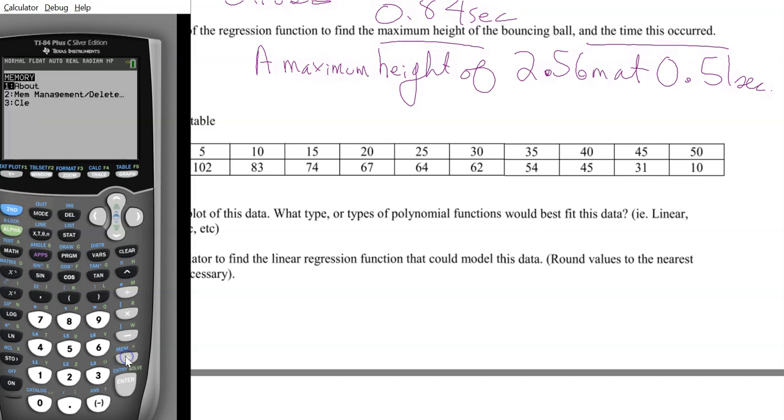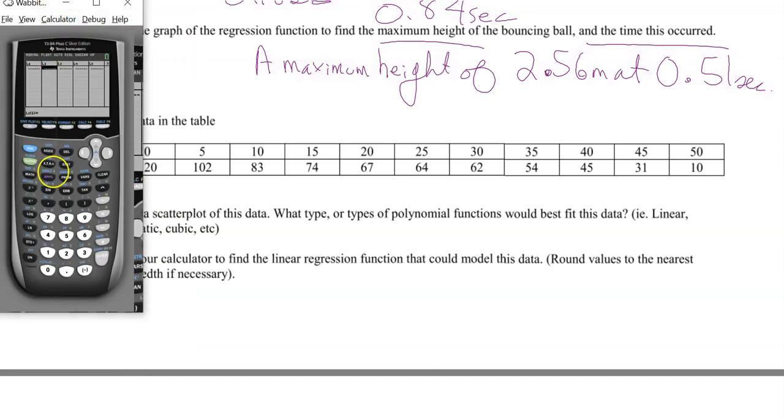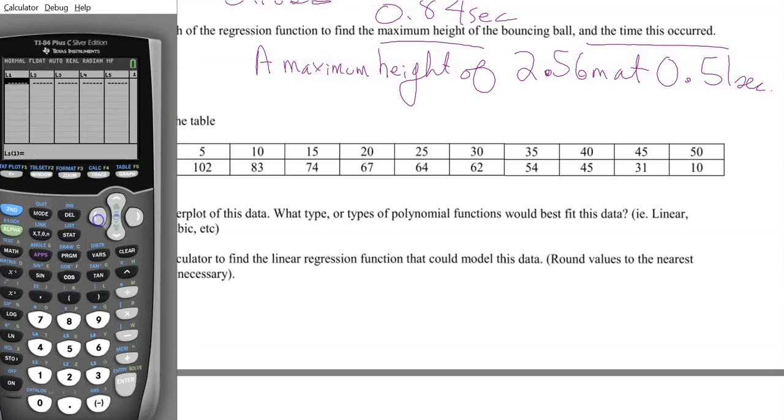Let's clear. Second mem, number 4 is clear all lists. Go to stat, edit. That's small. So 0, 5, 10, from 0 to 50 by 5s in L1. You have to arrow over to L1. Okay, I'm just going to pause. We'll enter that in L1, the other numbers in L2.